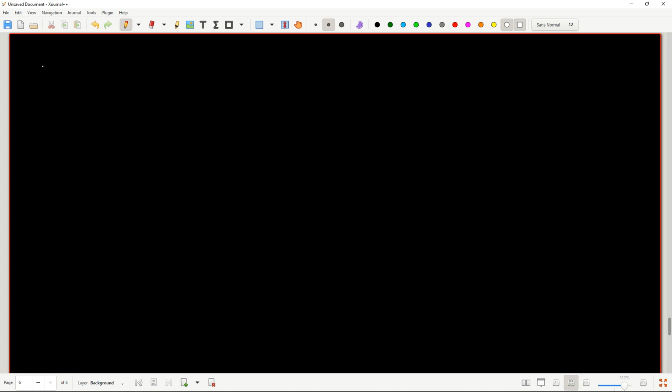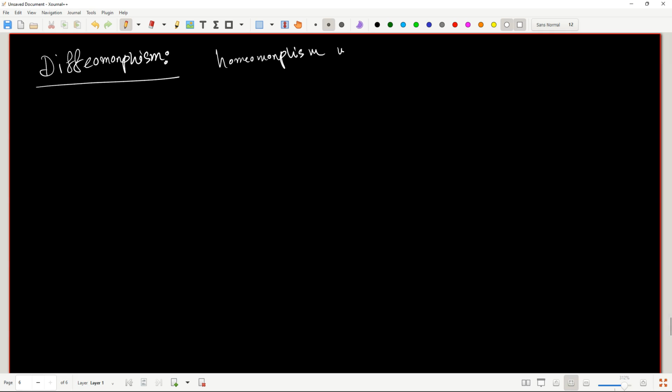Now let's talk about something called diffeomorphism. In a very simple sense, diffeomorphism is nothing but homeomorphism with smooth, or so to say, infinitely differentiable structure. Or you can even say it like diffeomorphisms are just smooth homeomorphisms.